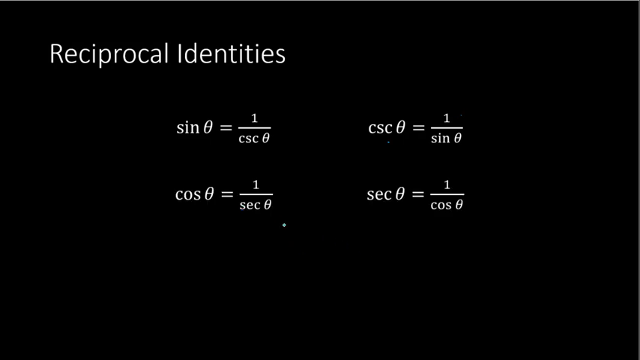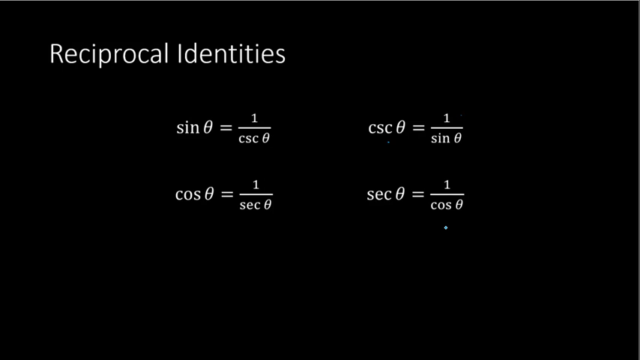Now just a refresher, we have some reciprocal identities that you need to know. Sine and cosecant are inverses. So sine is the same thing as 1 over cosecant, and the other way around is also true. Cosecant is the same thing as 1 over sine. Cosine, we know, is 1 over secant. It's the inverse of secant. And the converse is also true. Secant of theta is equal to 1 over cosine of theta.